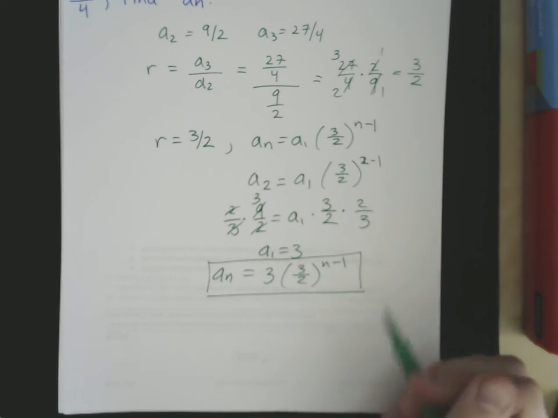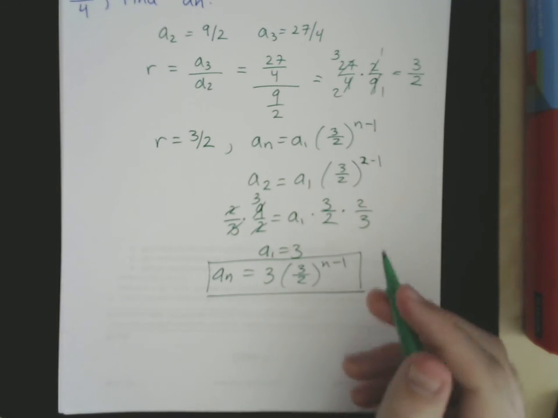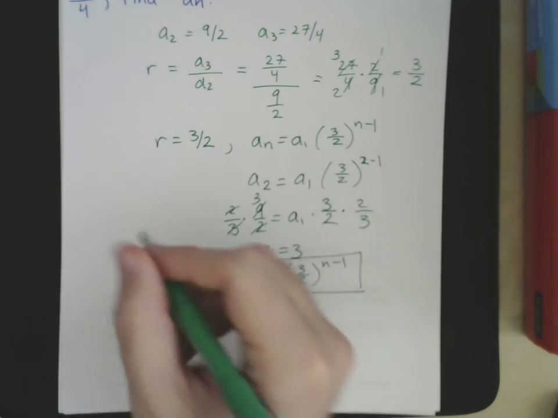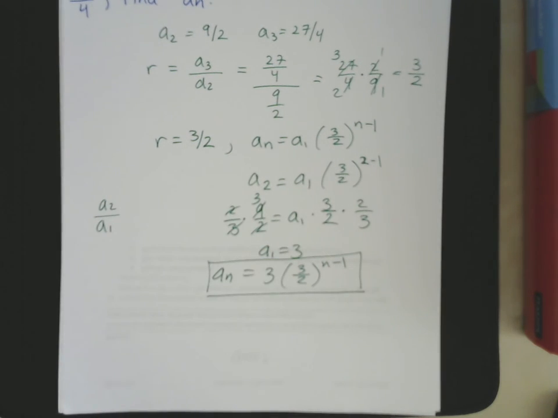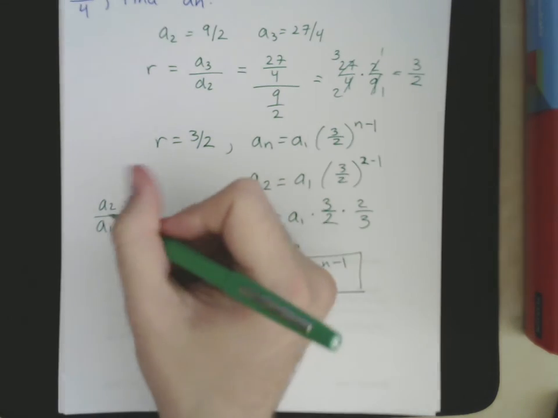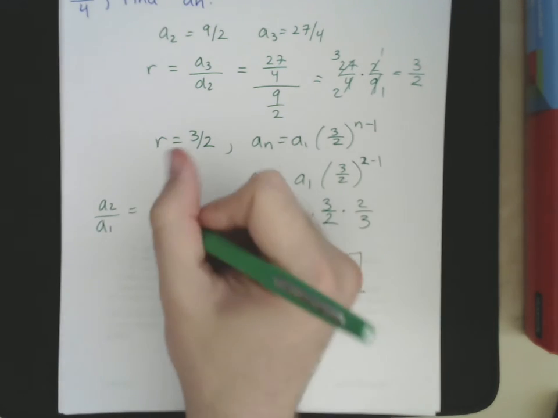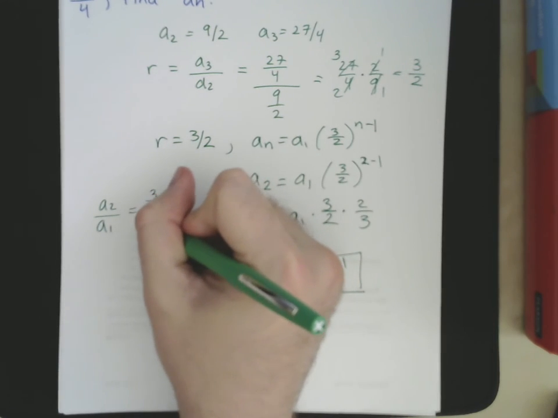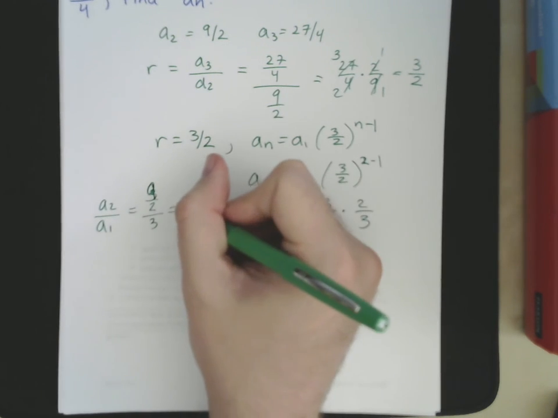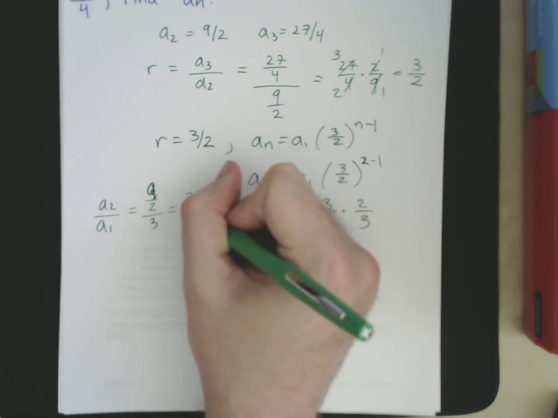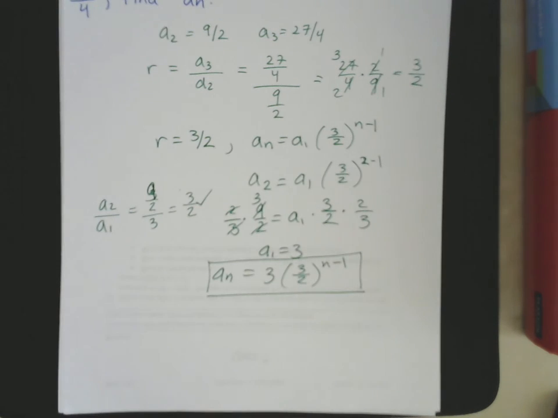And there is one thing that we should do here, and that is once we have a1, we should check that a2 over a1 has the right common ratio, just to be sure we've done it correctly. And so that would be 9 halves over 3, which then becomes 3 halves. And that's what we wanted. So you can think of that as just a little check.